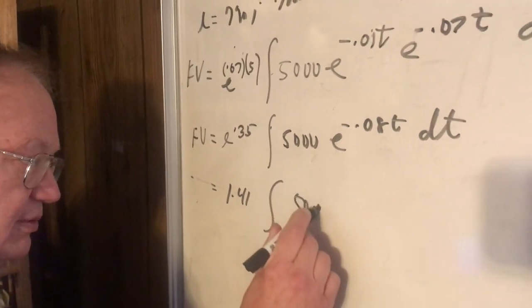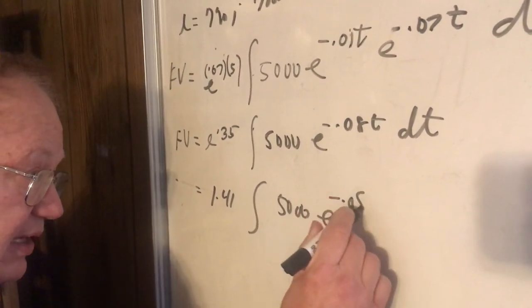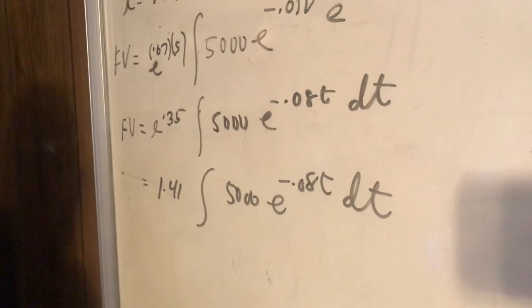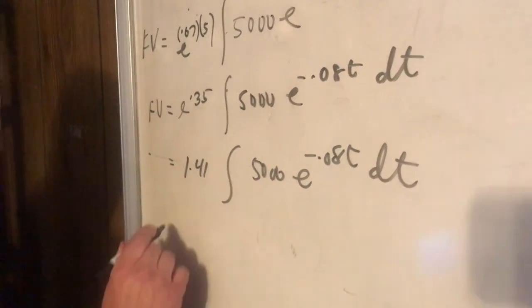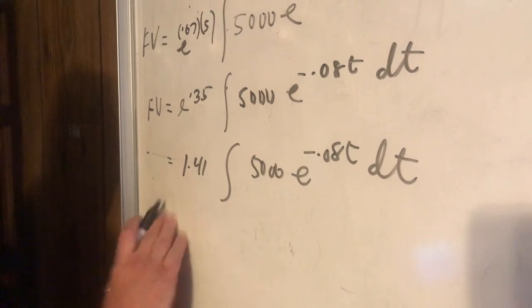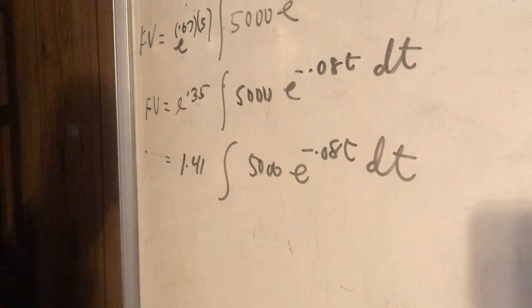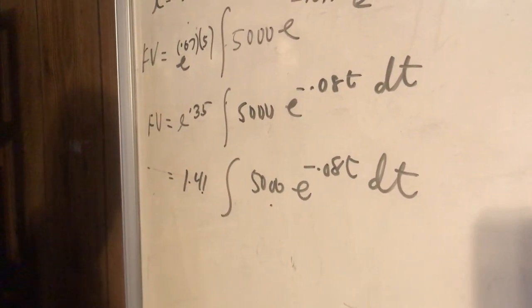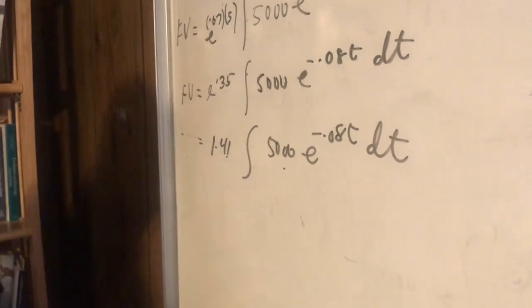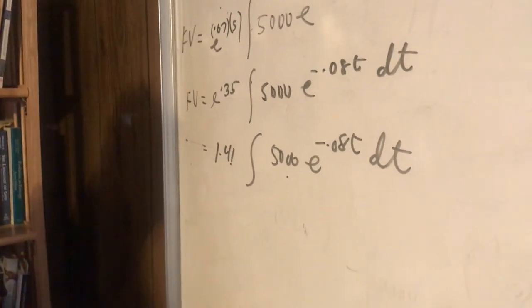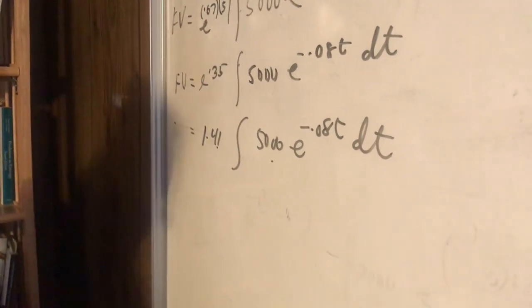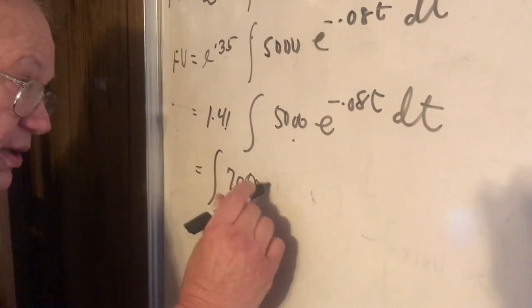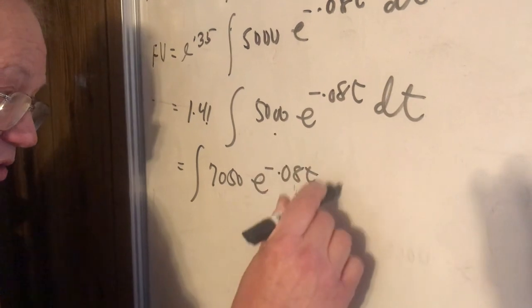Integral 5,000 e to the minus 0.08 t. Now we have to integrate this. This stays outside. You can leave that outside. Of course, the way I taught it, you really shouldn't leave that outside. Then I can bring this inside. So let me multiply that by 1.41 times 5,000. That equals 7050. So the integral is 7050 e to the minus 0.08 t dt.